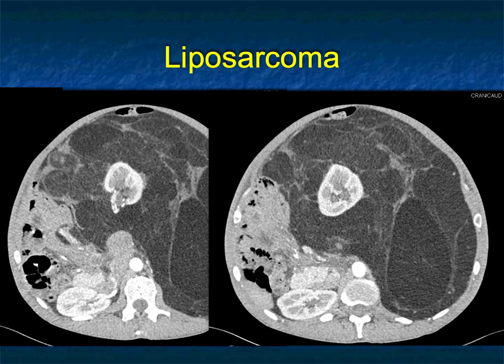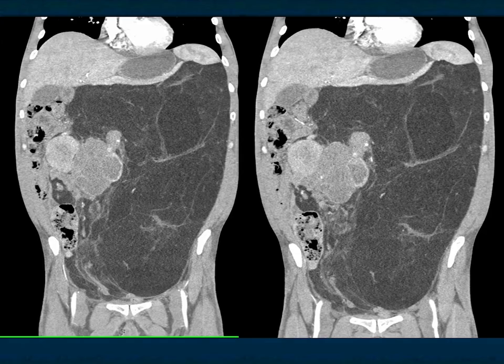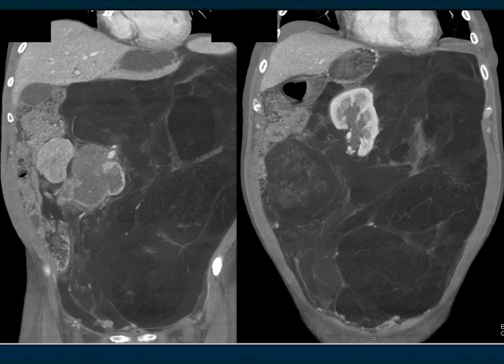Liposarcomas are one of the most common, or the most common in most cases, retroperitoneal sarcoma, although this is a classic one, which is just total fat replacement. Sometimes liposarcomas can be solid and there's really no way to make the call except saying there's a sarcoma. Sometimes they have minimal fat that makes it easier, but when it has so much fat like this, liposarcoma is not much of the differential.